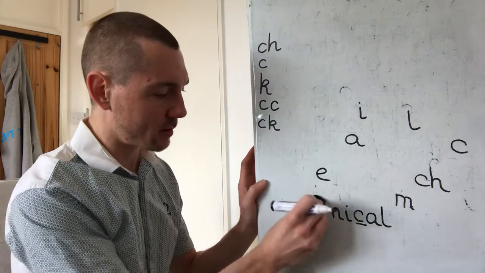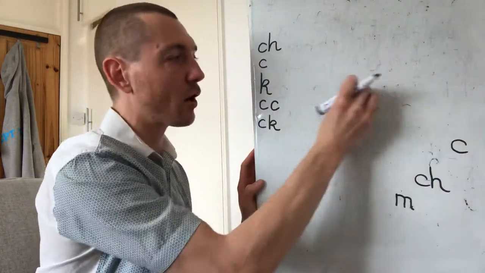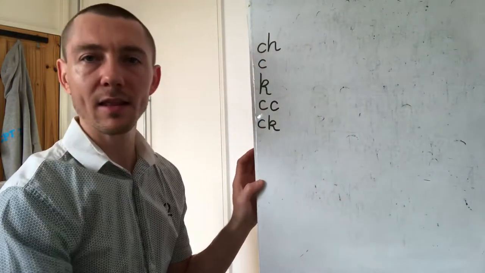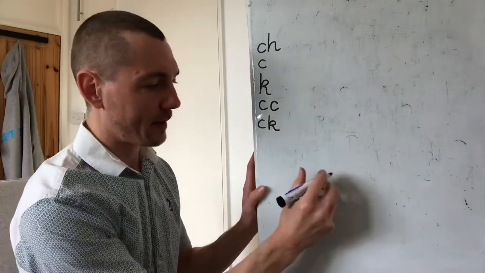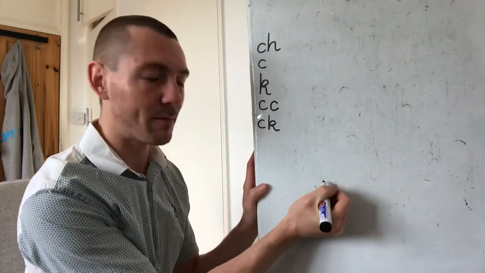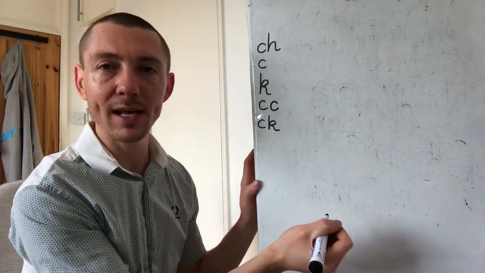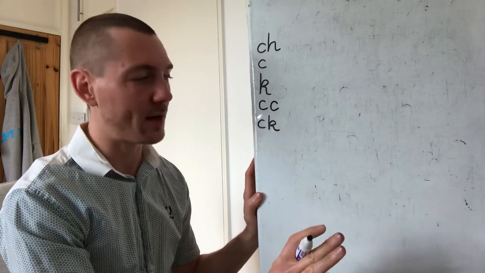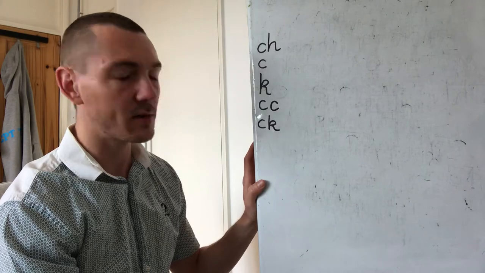Chemical. Now yesterday we talked about how the ch spelling of k is often in the middle of words, isn't it? With sounds surrounding it either side. And this is an exception to that pattern. Now remember we said that it's a pattern and it's a commonality, it's not a rule. So there will always be words that don't quite follow that pattern, okay? So just be careful of those.